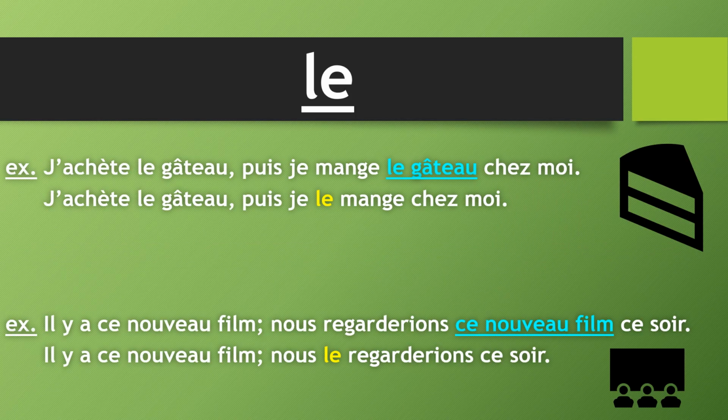The pronoun le replaces a direct object that is singular and masculine. Let's take a look at the two examples that you see before you.